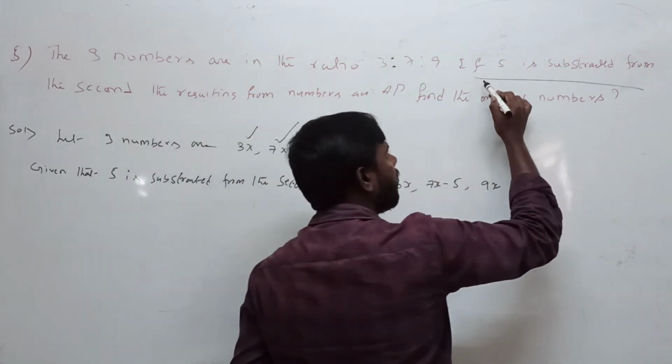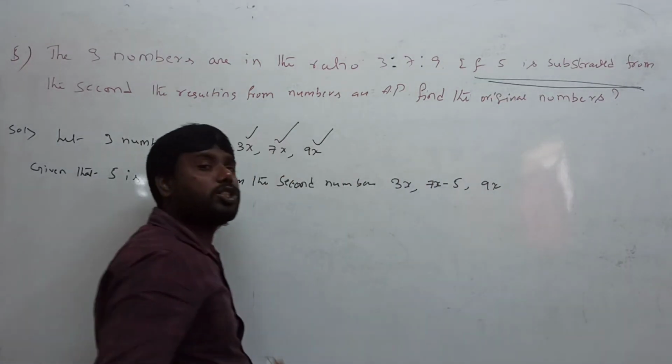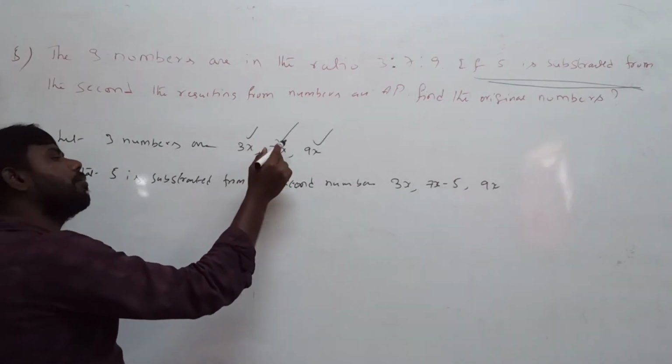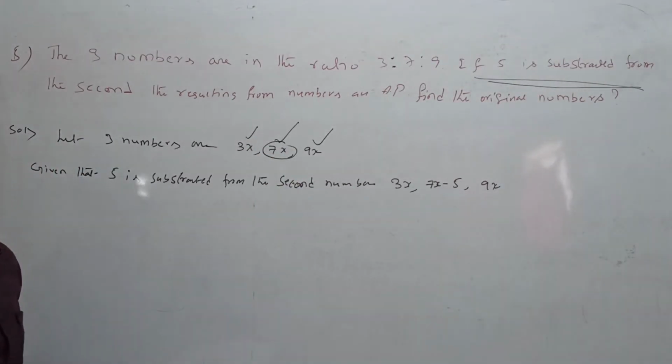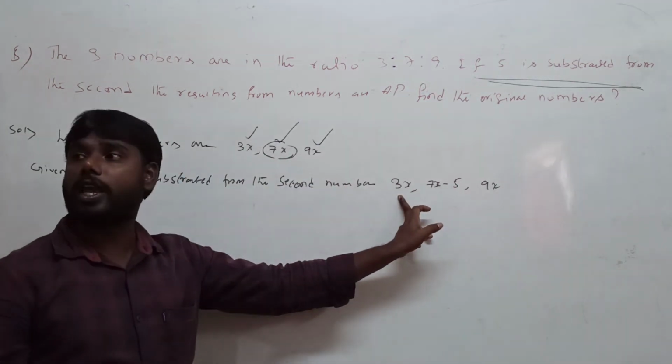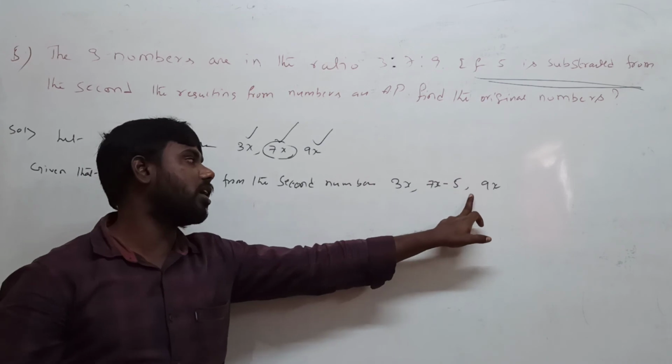According to the question, 5 is subtracted from the second number. In these three numbers, which is the second number? 7x. So that's why 5 is subtracted from the second. That's why we are writing 3x, 7x minus 5, 9x.